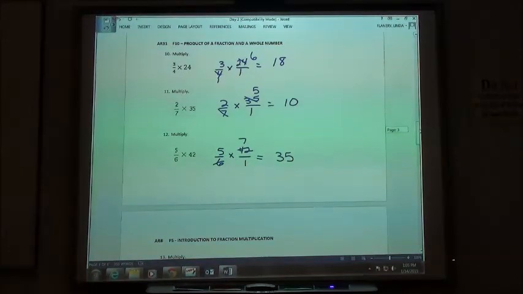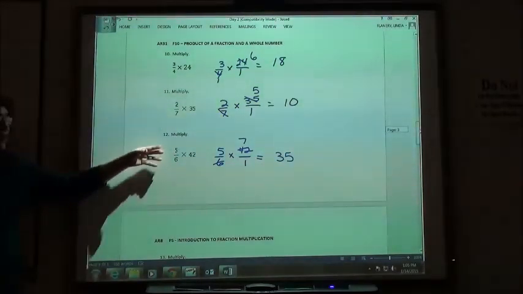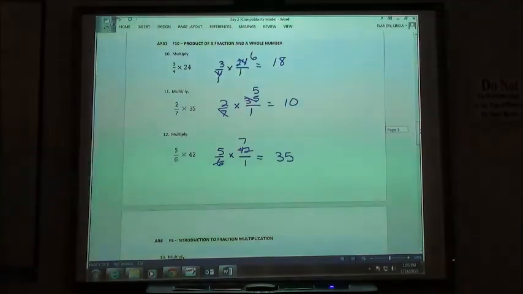And hopefully you came up with 35. Because 6 went into 42 7 times, and then we have 5 times 7, 35, right? Now, of course, again, I didn't talk about using your calculator, but it works the same way as when you do adding. If I want to do 5/6 times 42, I would do 5 fraction 6 times 42, and I'd hit equals, and my calculator tells me 35.